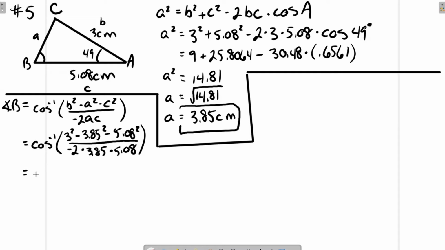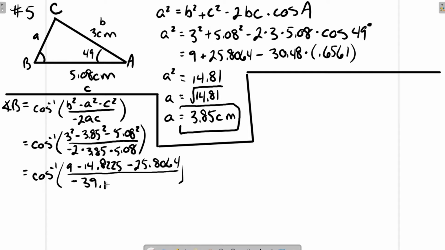I can go through, I'll do the extra math, I guess. So 3 squared is 9, minus 14.8225, minus 25.8064. All of that divided by negative 39.116.